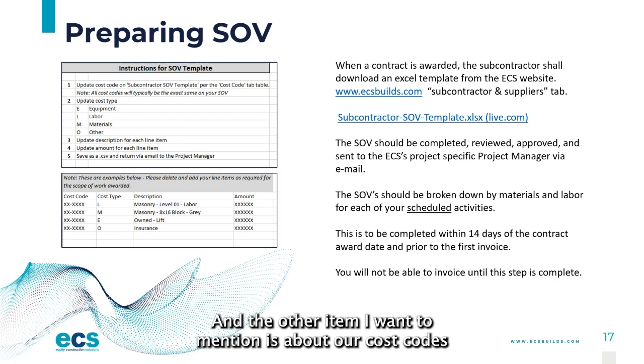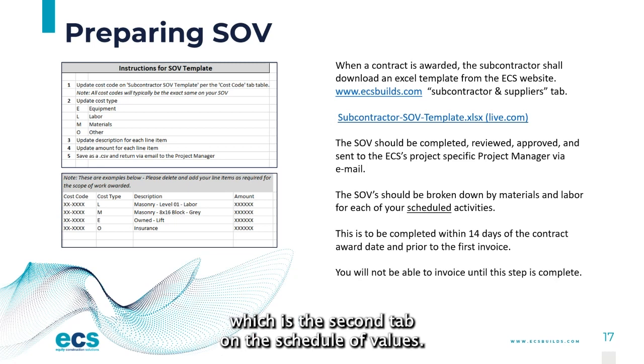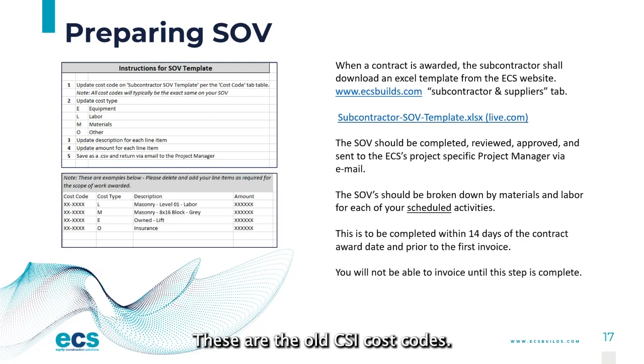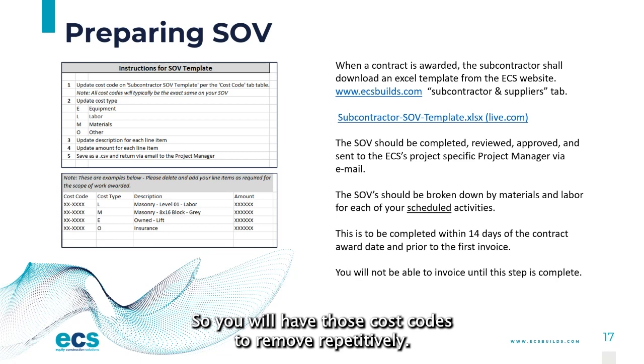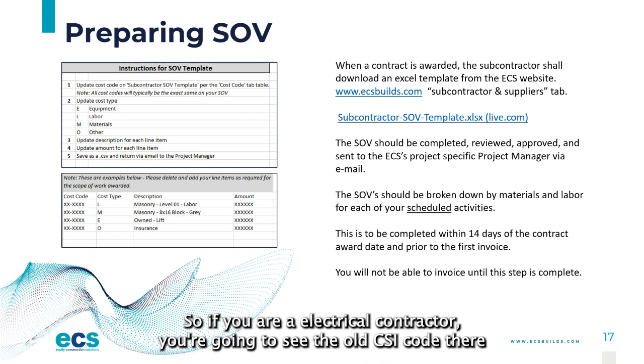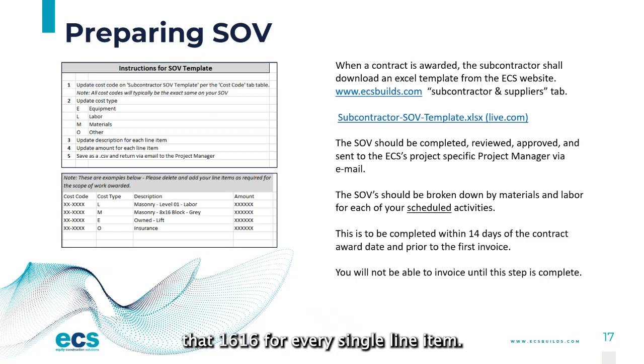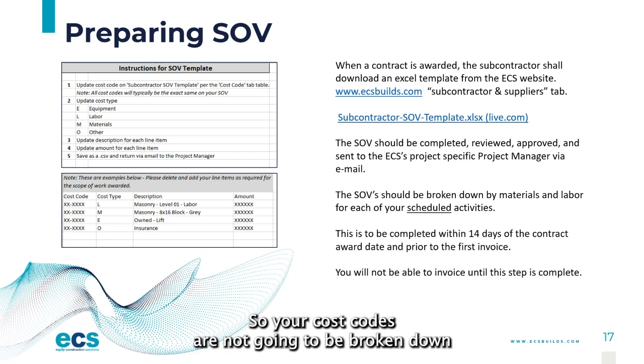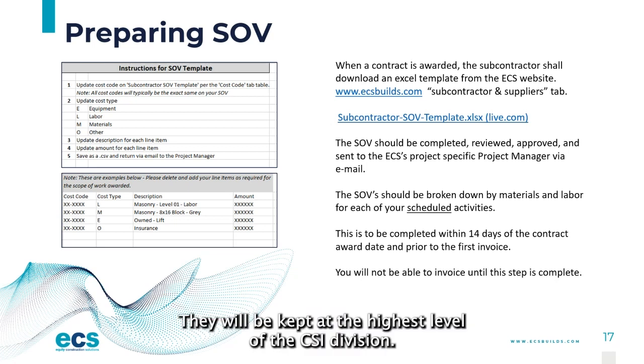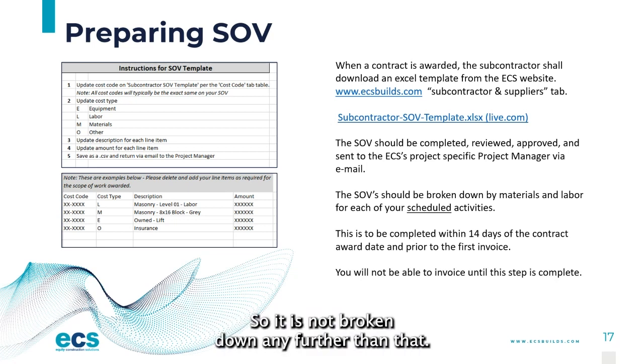The other item I want to mention is our cost codes, which is the second tab on the schedule of values. These are the old CSI cost codes, so ECS has not updated to the new ones. You will have those cost codes to use repetitively. If you are an electrical contractor, you're going to see the old CSI code for Division 16, and you're going to use that 16 repetitively for every single line item. Your cost codes are not going to be broken down to a level 2, 3, or 4 within the CSI division. They will be kept at the highest level of the CSI division, and not broken down any further than that.